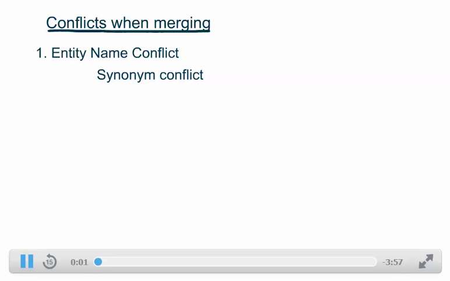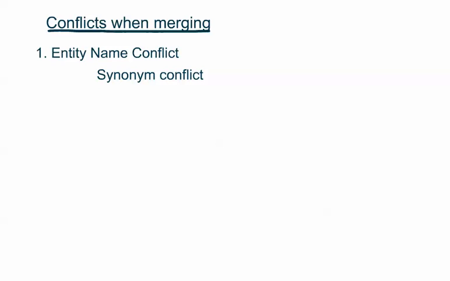We might encounter some problems when we try to merge some diagrams. We will have a look at them now. The first one is called the entity name conflict. Let's have a look at the first one, which is a synonym conflict.